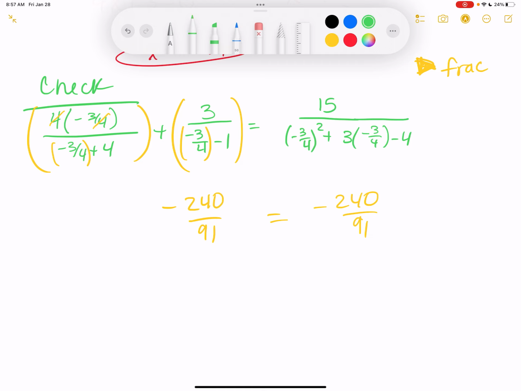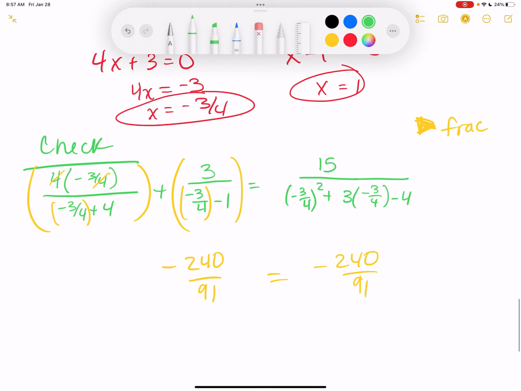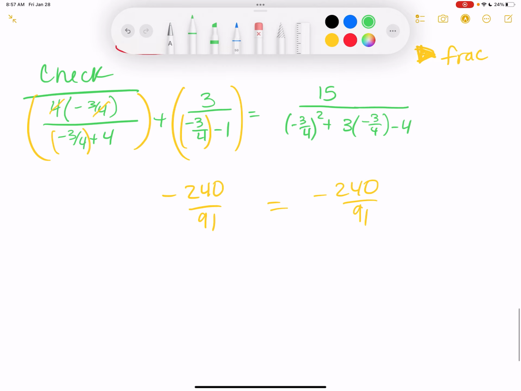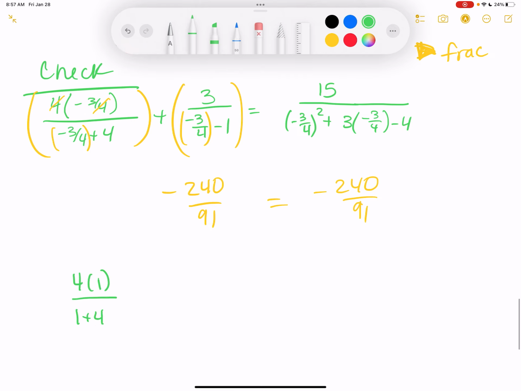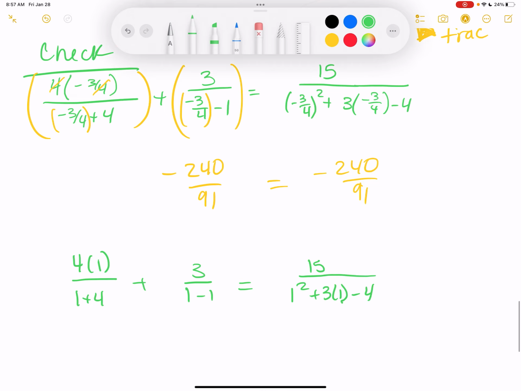Okay. So we have to check 1 now. So 4 times 1 over 1 plus 4 plus 3 over 1 minus 1 equals 15 over 1 squared plus 3 times 1 minus 4. So then check that one.